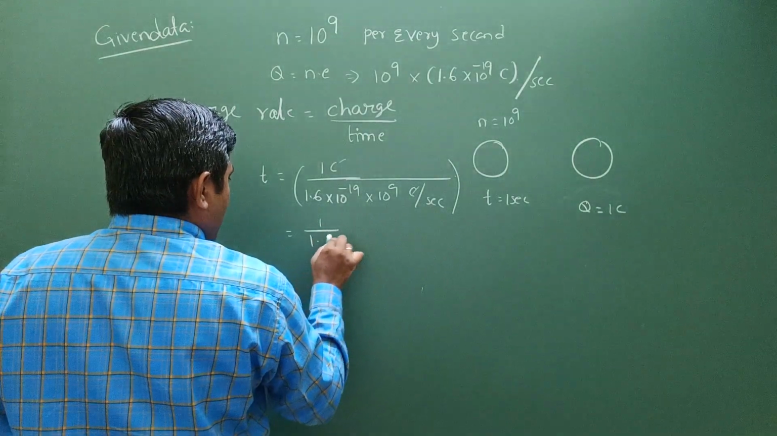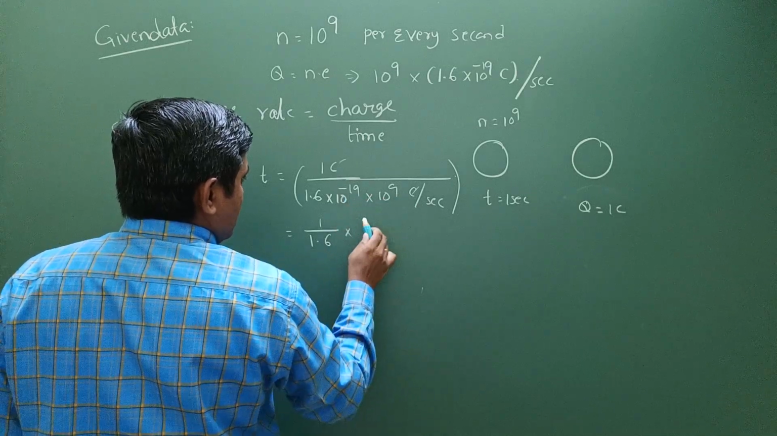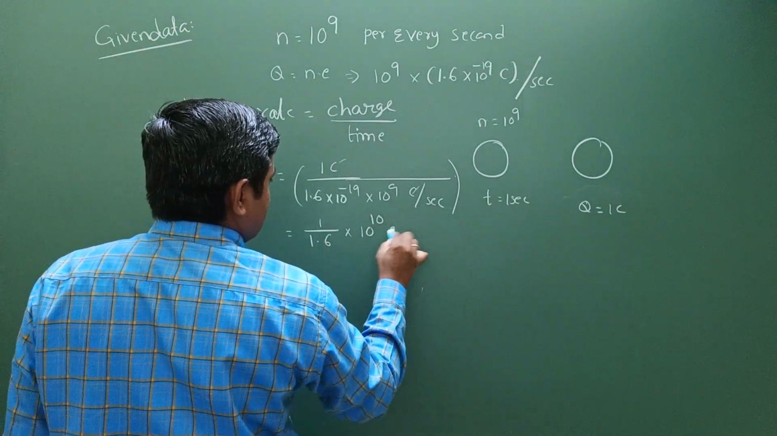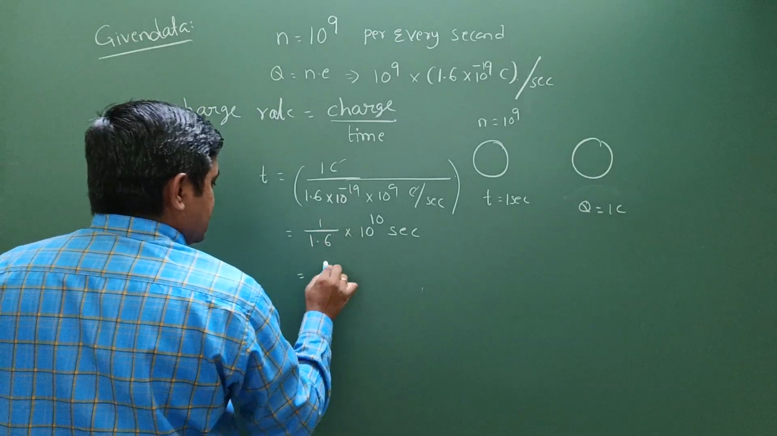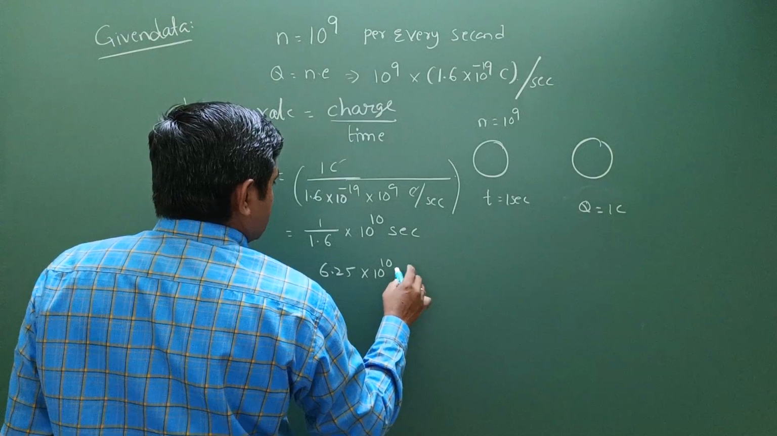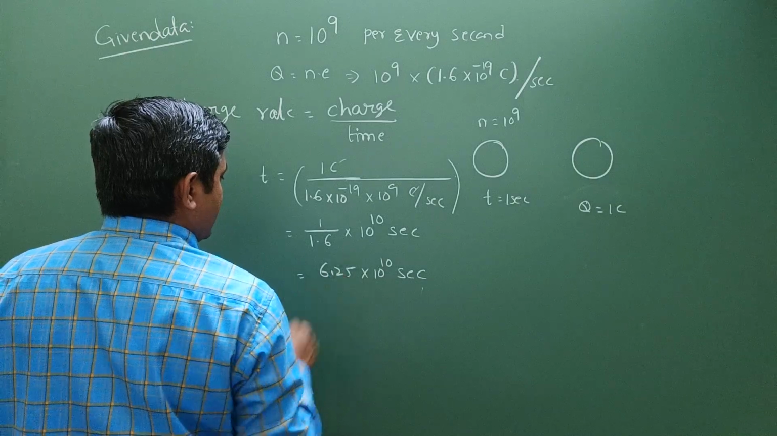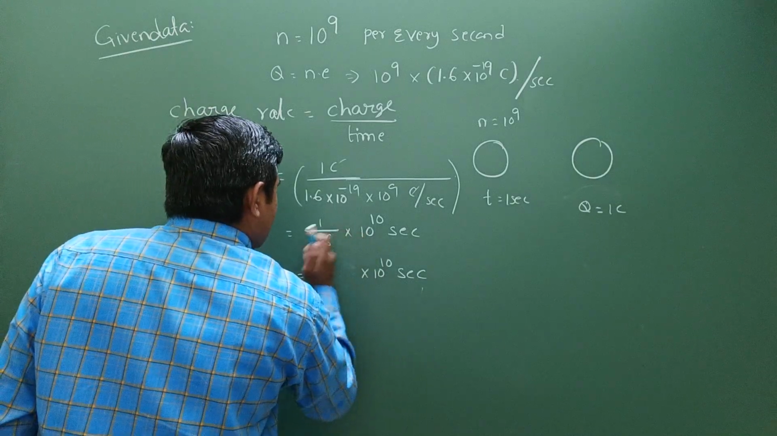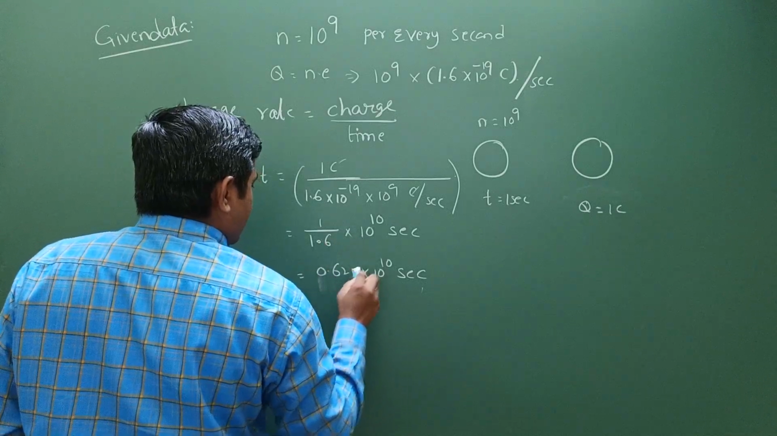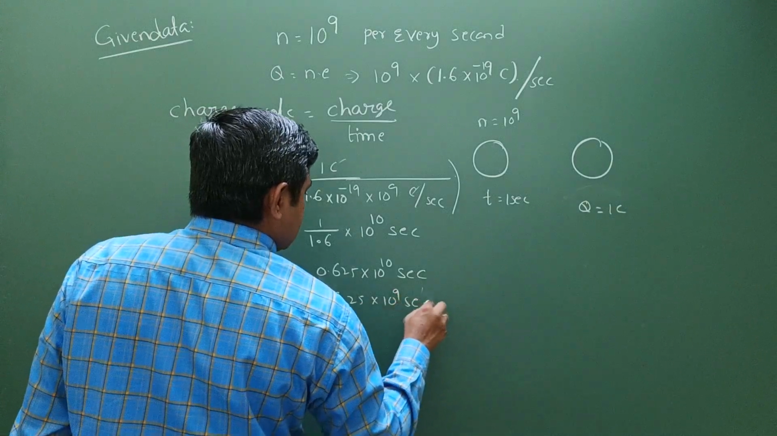1 by 1.6 into 10 to the power of minus 19 plus 9. So what is it going to be? 10 to the power of 10 seconds. So 1 by 1.6 is 0.625, and if you want to make it 6.25, you get 10 to the power of 9 seconds.